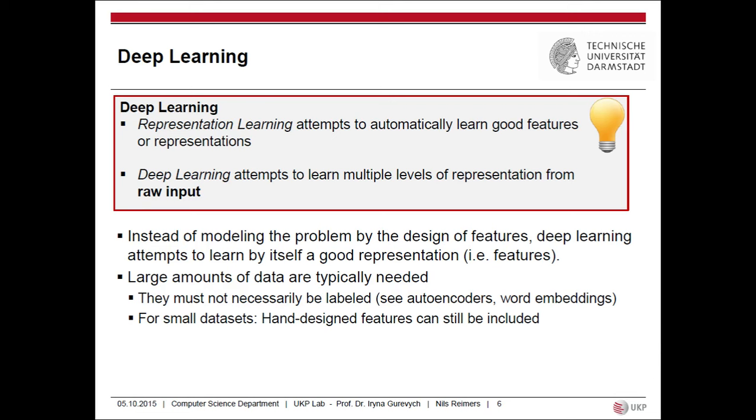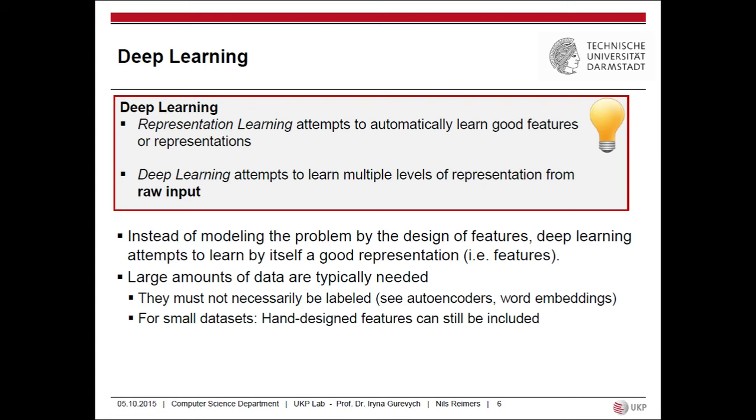And instead of modeling the problem by the design of features, deep learning attempts to learn a good representation by itself. Let's say you want to recognize an object in an image. You can think of creating features. Is there an eye? I detect edges. How big is the object? Is it a round object, a square object, or a star object? That would be the traditional approach. In the deep learning approach, you just input the data and the machine learns a good representation itself. So it learns by itself that recognizing a face is a good feature for object recognition.